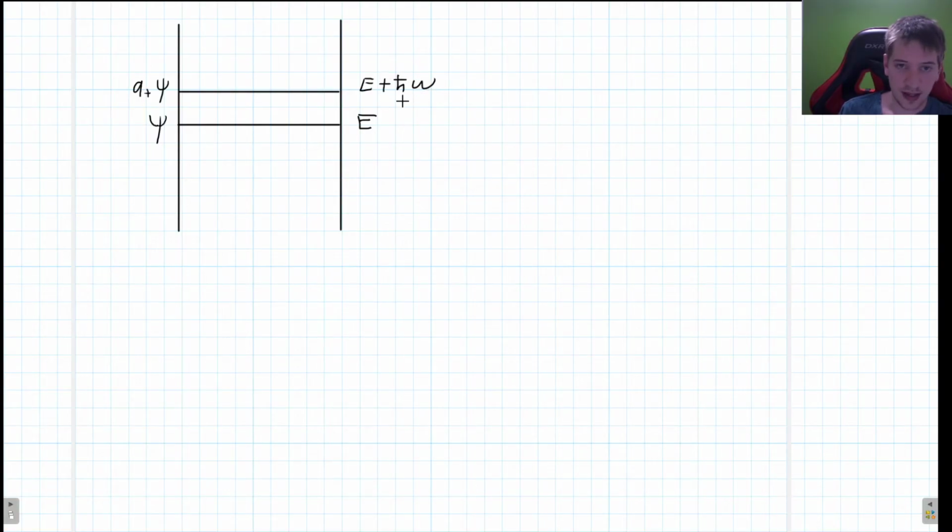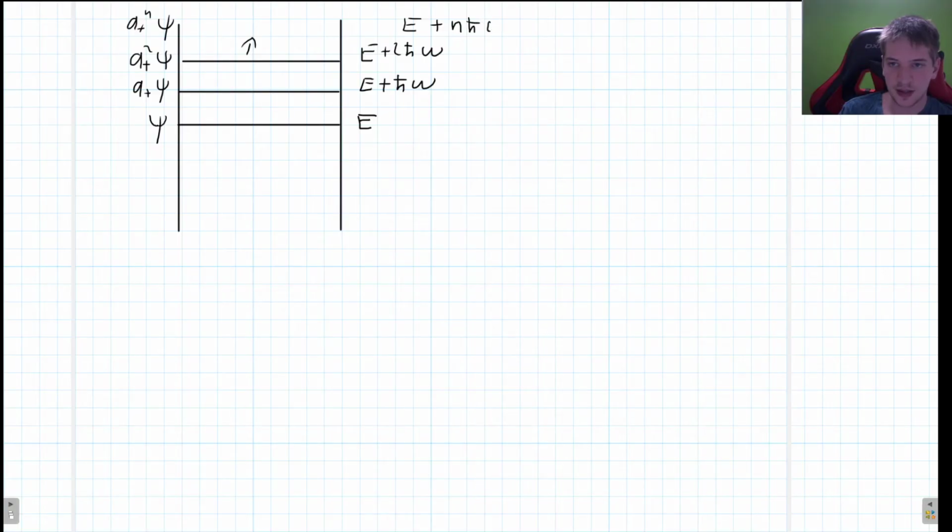We just showed that. But what happens now if we apply this once again? If we do that, then we are going to get E plus 2 h bar omega, because each time you apply this, you are just going to increase your energy by h bar omega. And you can go on and on. So you can see that your energy, if you apply this n times, it's just going to be your base energy plus n times h bar omega. Okay, so it's whatever energy you had here, it's going to be n times h bar omega higher.